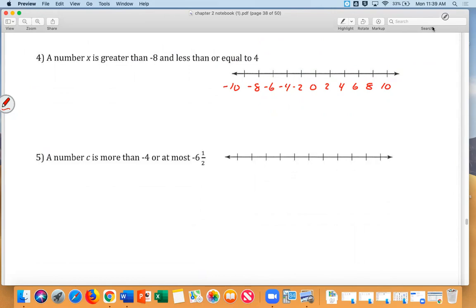Now it says a number x is greater than. Greater than is associated with going to the right. Is greater than, meaning it's an open circle. And less than. We know an and inequality, they shade towards each other. All right? So and less than or equal to, meaning a closed circle at -4, and we shade towards each other.